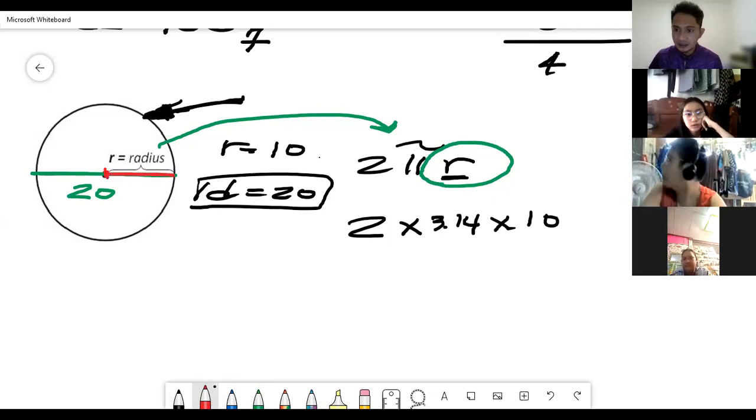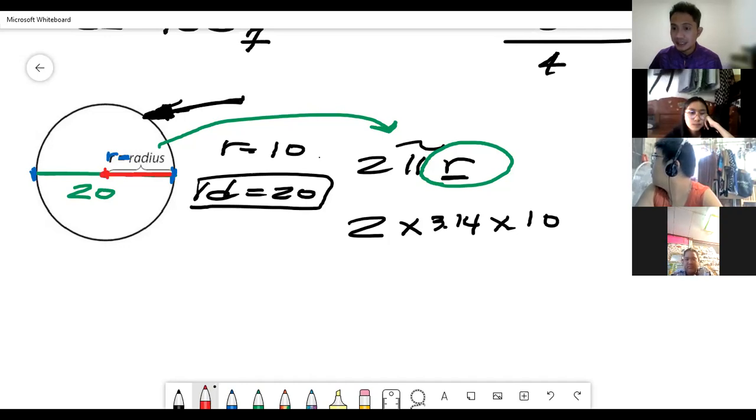How much is this? Suppose this is from here, I will use color blue. From here to here is 20. Half of it, the r here, is the color red. From here, from the center point going there, that is the radius. How much is this? The color red.